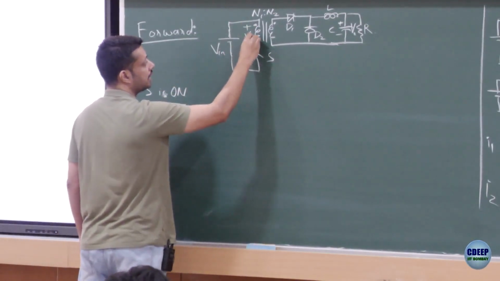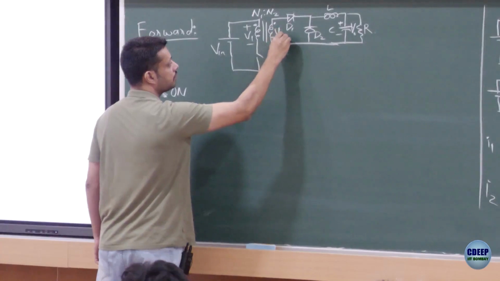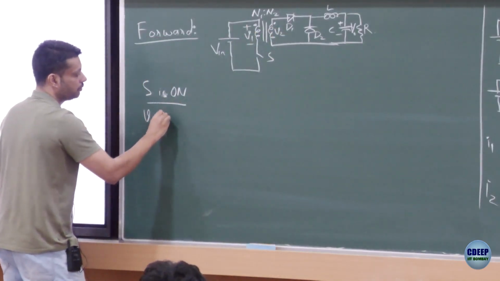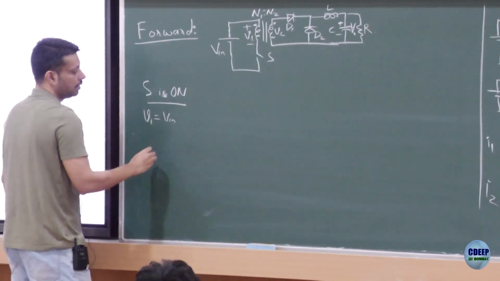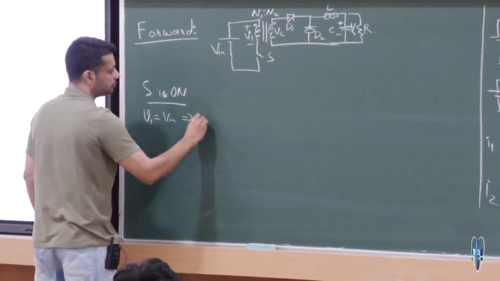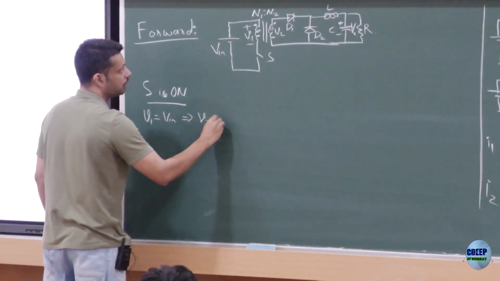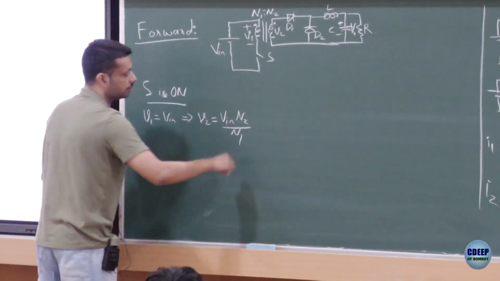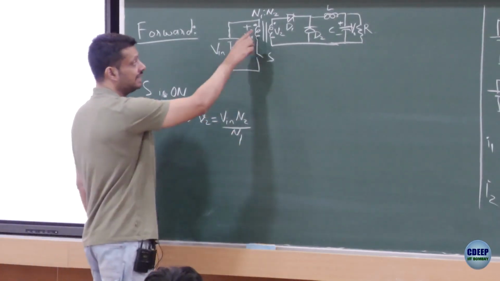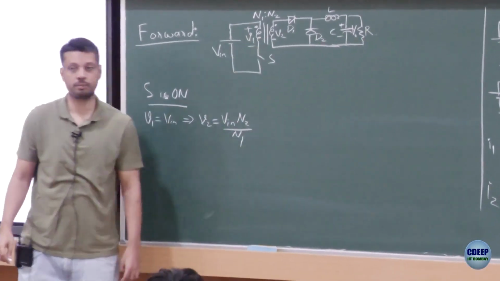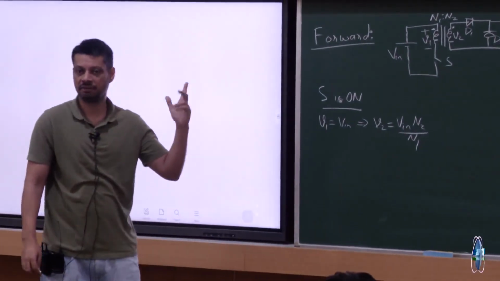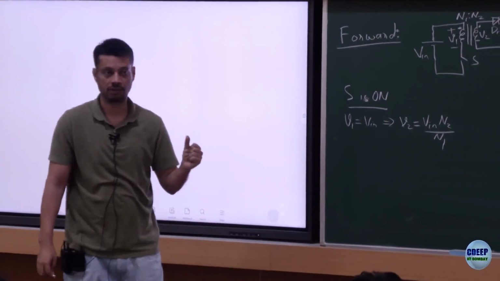let me call this one V1, this one V2. If S is on, V1 is equal to Vin, right? And therefore, V2 will be equal to Vin times N2 by N1. In this case, you should also see the dot polarities and you should be careful about it, right? A little bit different from the way we have drawn the flyback converter.